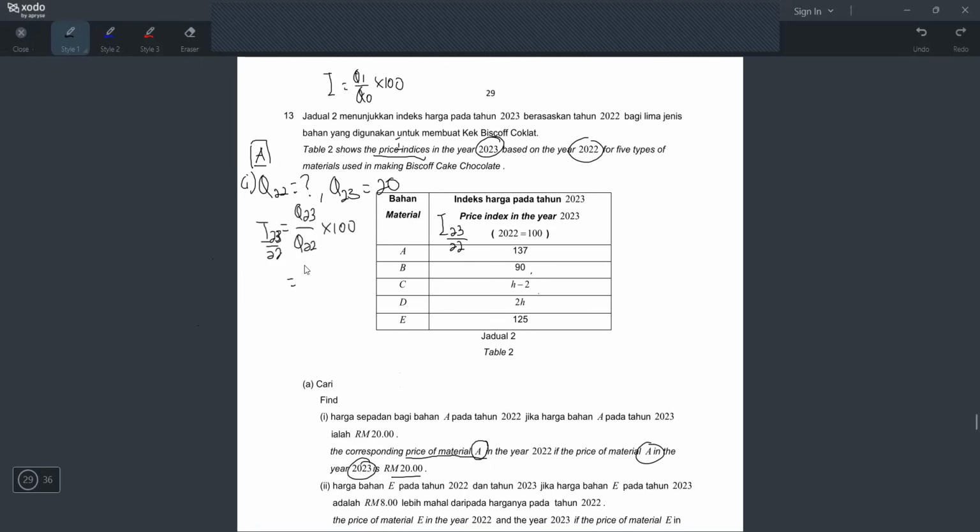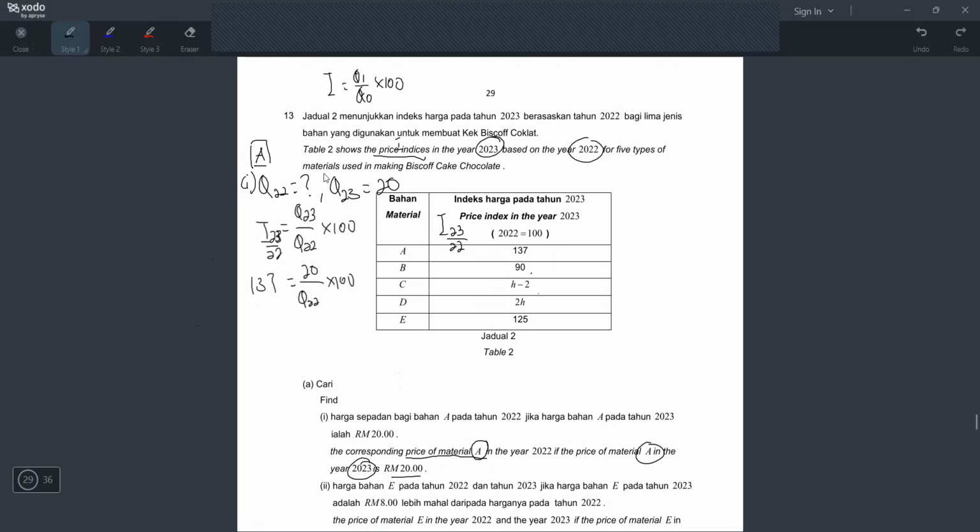So what is Q23? The price in 2023 is 20 ringgit. The price in 2022, I don't know. I need to find it. So it means that I need to have the I now, so that I can transpose to find the price in 2022. Do I have the I? Yes, 137. All right. Please don't go and put 90 or 125.